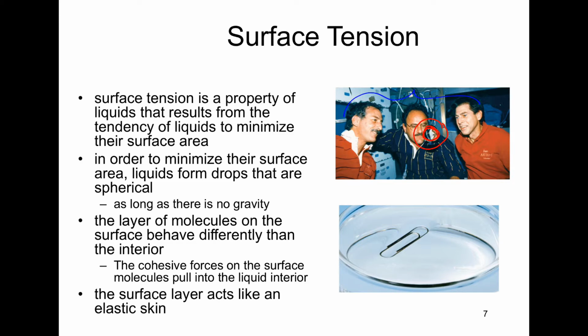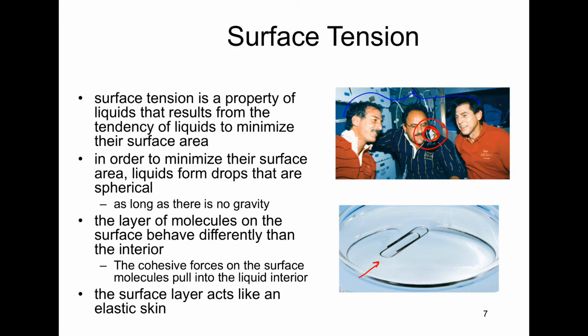In more everyday terms, we're not all astronauts here, it's the reason why things that are very light, like paper clips, or if you've ever seen a water skeeter kind of bug that can glide across the surface of water, it's the reason why these very light things will float on top of water and not sink to the bottom. So even though their density is more than water, they're able to stay on the surface.